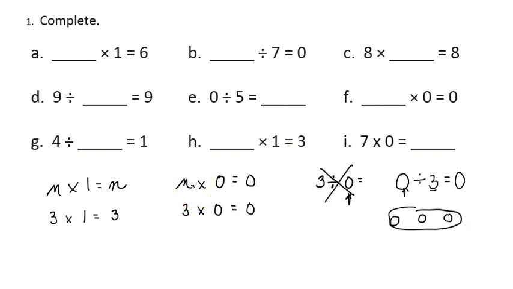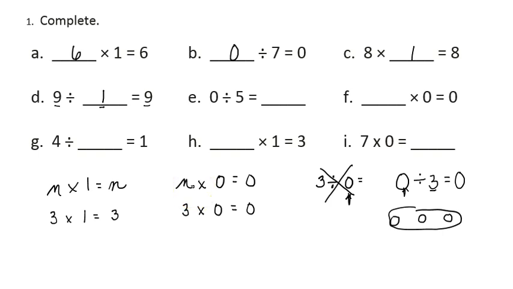Some number times 1 is 6. That would be 6. Some number divided by 7 would be 0. That would be 0. 0 divided into 7 equal groups will give you 0 in each group. 8 times 1 equals 8. 9 divided by 1 equals 9. If you think about that, we're going to take 9 divided into one group. That means I have 9 in that group.